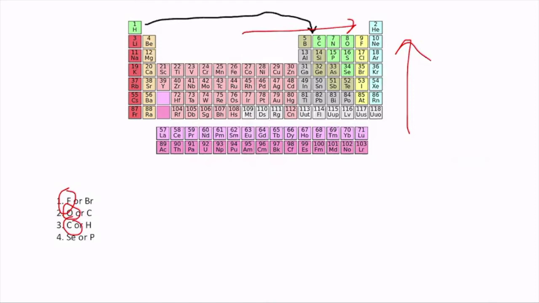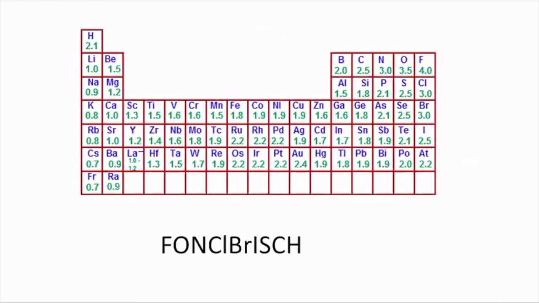For selenium and phosphorus, you can see that selenium is more to the right of the periodic table, but phosphorus is more upwards in the periodic table. So which one will have a higher electronegativity? You will never be asked this kind of question on a test, and you will need a periodic table where you have all the electronegativities listed. And you can see that selenium is actually more electronegative than phosphorus.